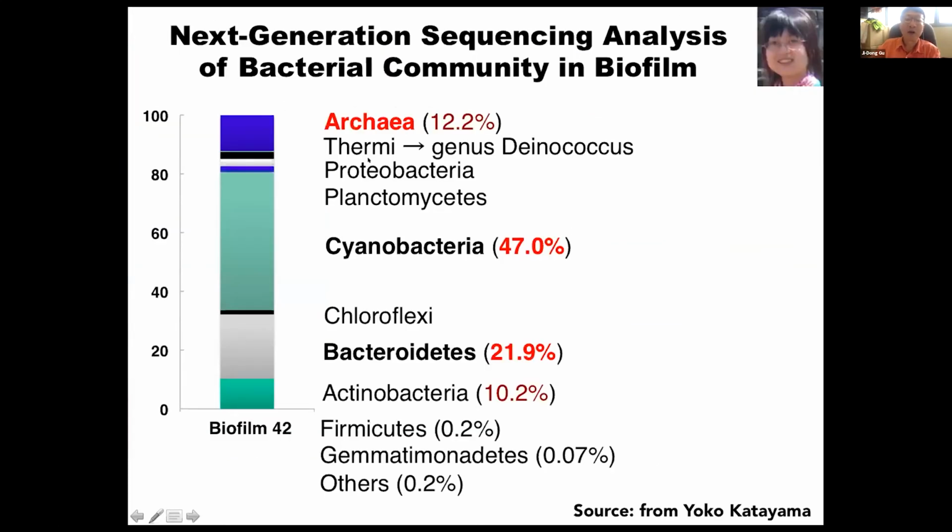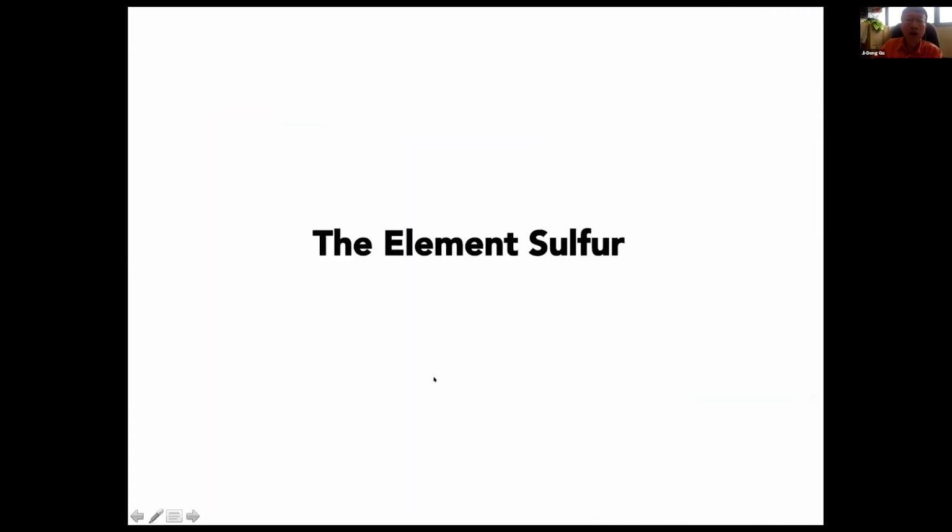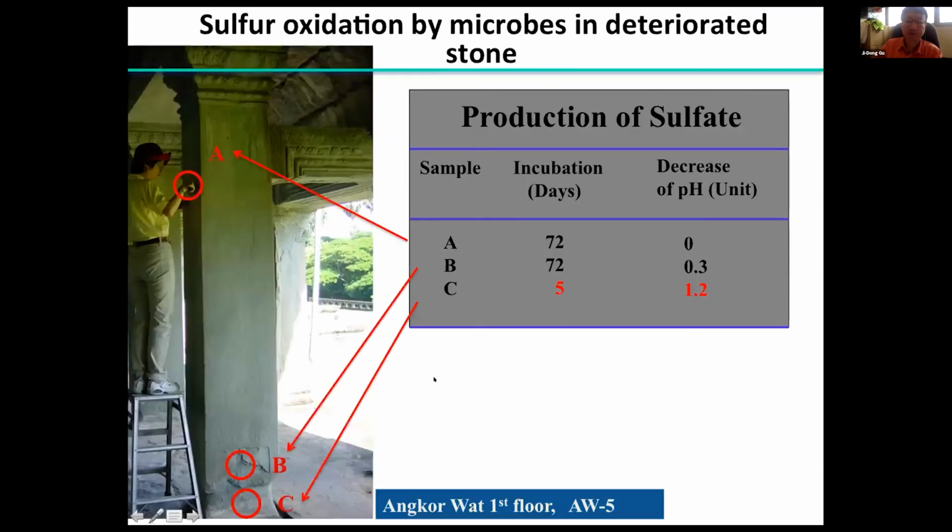So similarly, we can also get the whole community composition of the different microorganisms. This is at one particular site of the biofilm 42. And by doing that, we get the community, but there is also some problem. Which ones are actually damaging the sandstone? This next generation sequencing does not tell us. We need other techniques. So let's look at one example, which is sulfur.